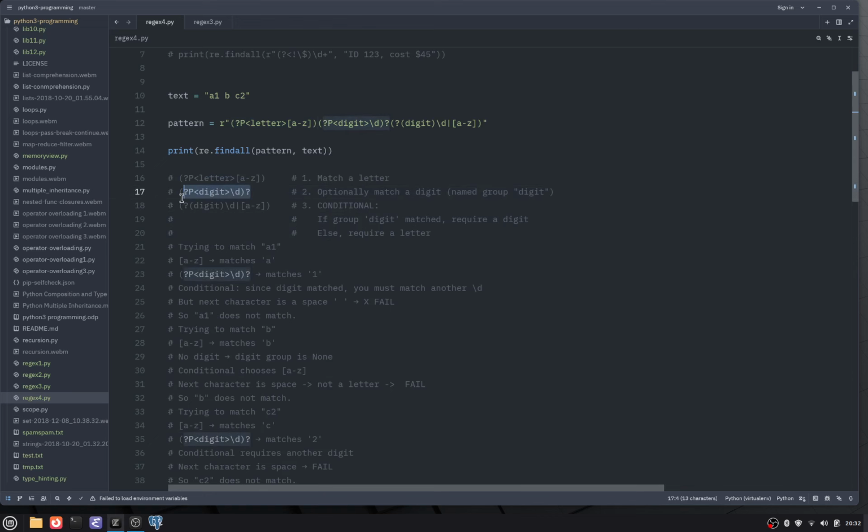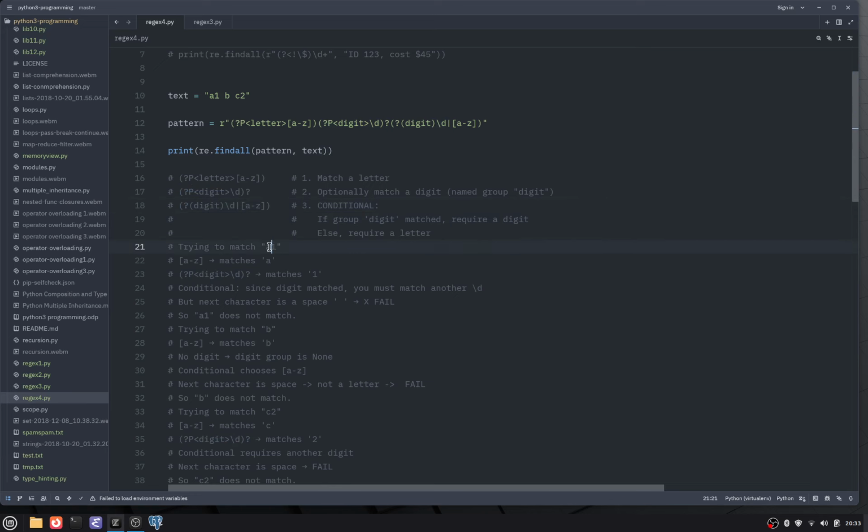Then it matches a digit. Note that it is followed by a question mark, so it might match; it's optional. And it puts them in a group. The third is a conditional: if group digit matches, then it will ask for either a digit or a letter. So if digit matches, you get a digit, otherwise a letter. Now let's see how it works out.